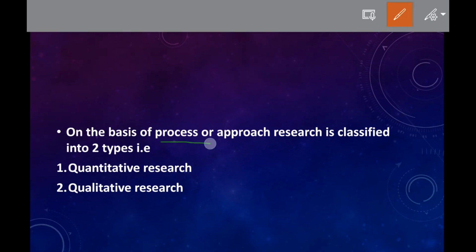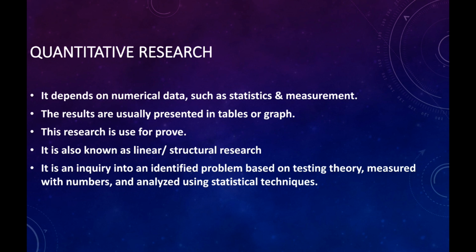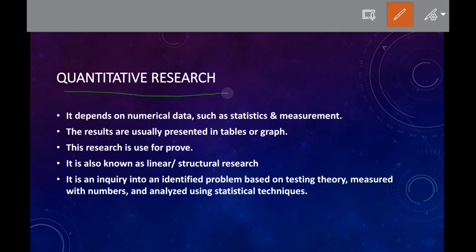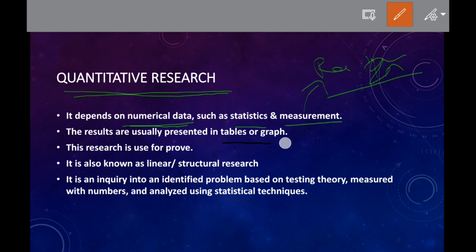On the basis of process and approach, research is classified into qualitative and quantitative. There are two, qualitative and quantitative. Let's know about quantitative research. It depends on numerical data, such as statistics and measurement. Measurement means ratio and interval scale. The results are usually presented in tables or graphs. This research is used for proof. It is also known as linear or structural research.